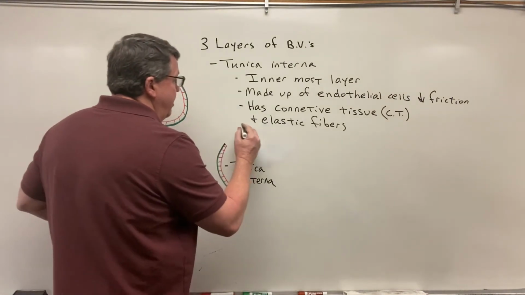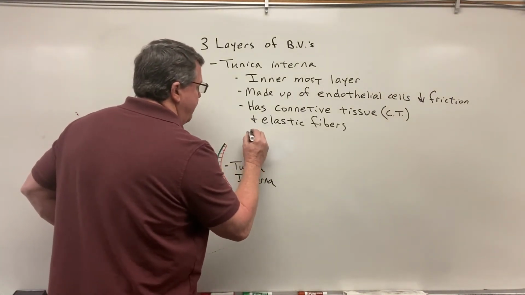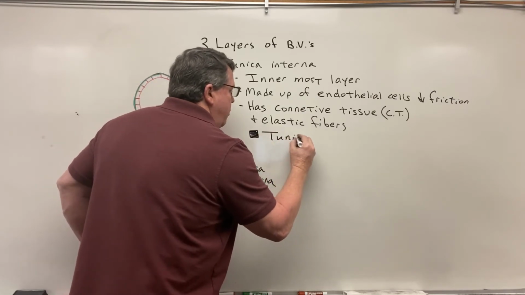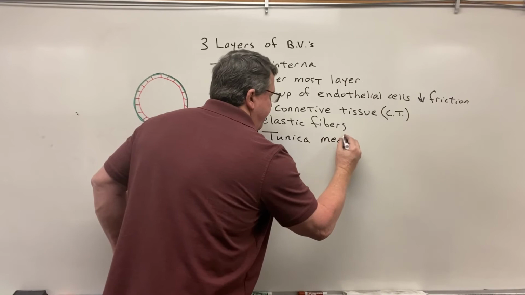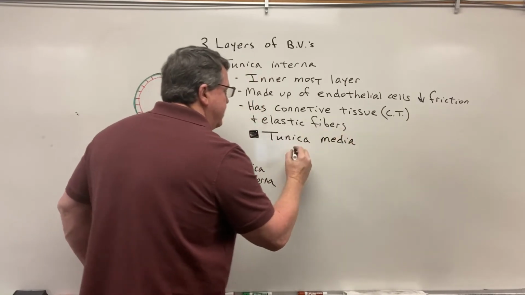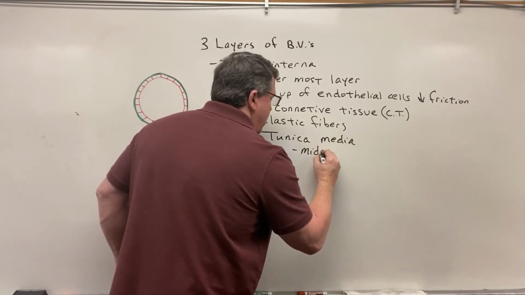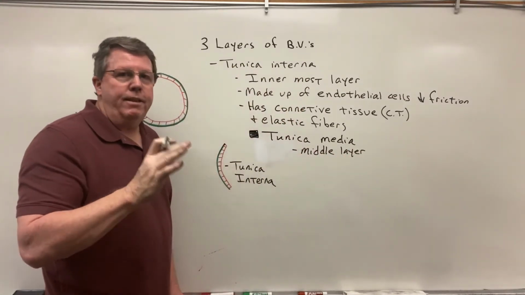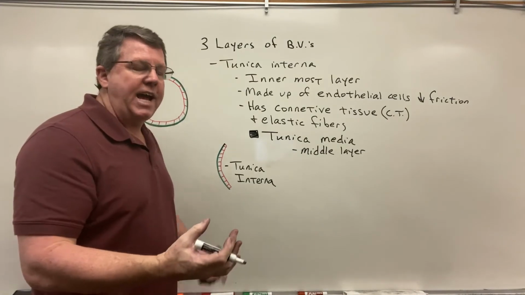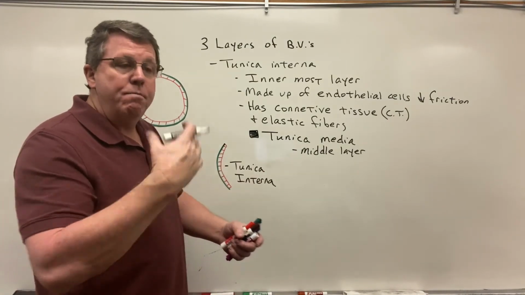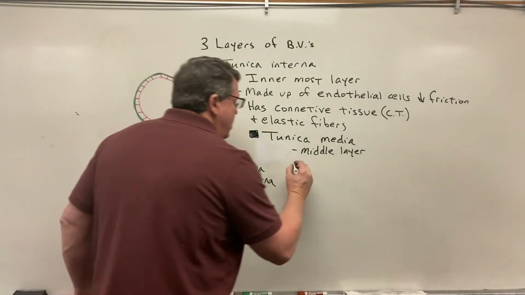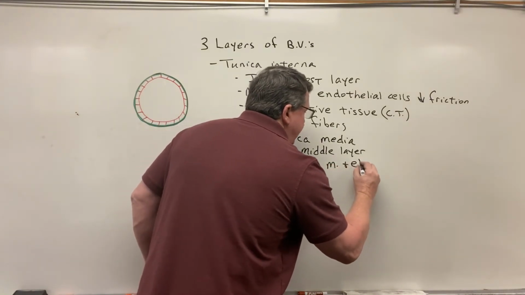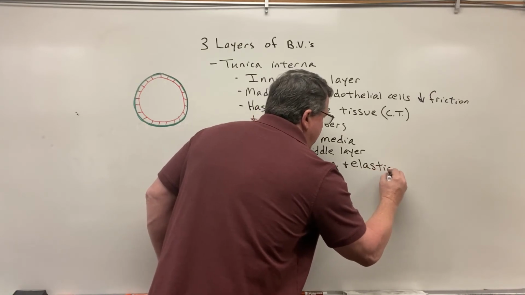The next layer is going to be called, I'm going to move it over here just a little bit. I'll make this a square so it's a little easier to read. It's called the Tunica Media. Now, this is the middle layer. Remember, we said depending on the type of artery, it may have more elastic than it does muscle, or more muscle than elastic. So it has muscle and elastic fibers.